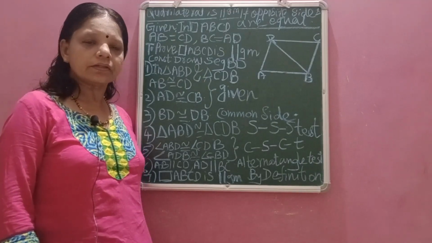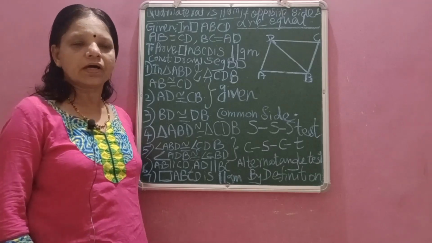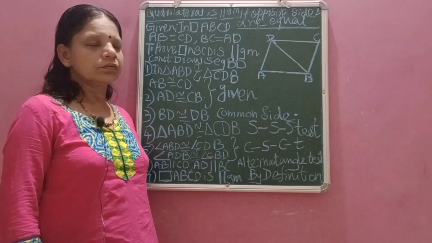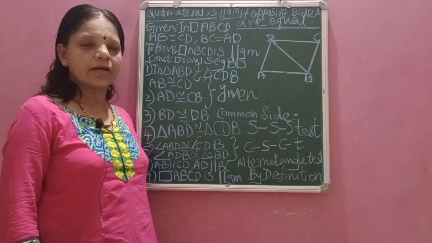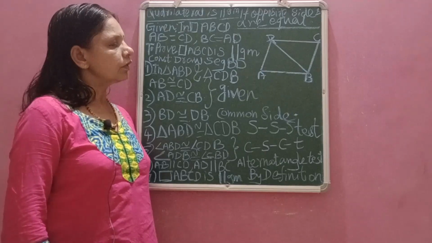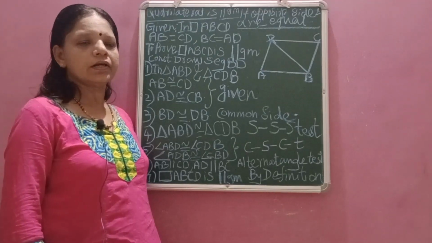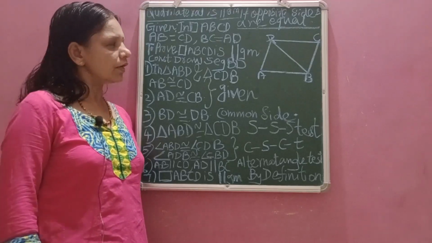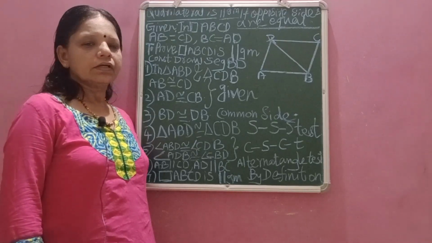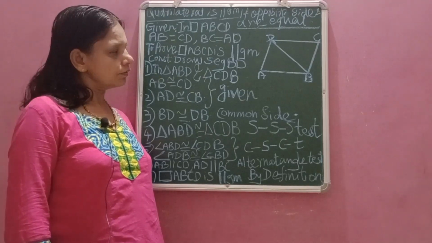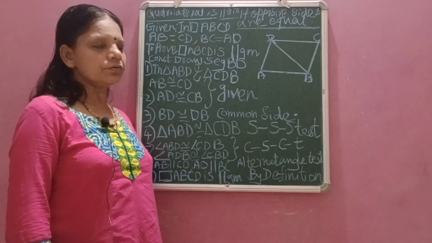So here, given that opposite sides are equal, we have to prove the quadrilateral is a parallelogram. So draw the figure. The figure represents quadrilateral ABCD. The opposite sides are AB and CD, that is, AB is congruent to CD, BC congruent to AD.